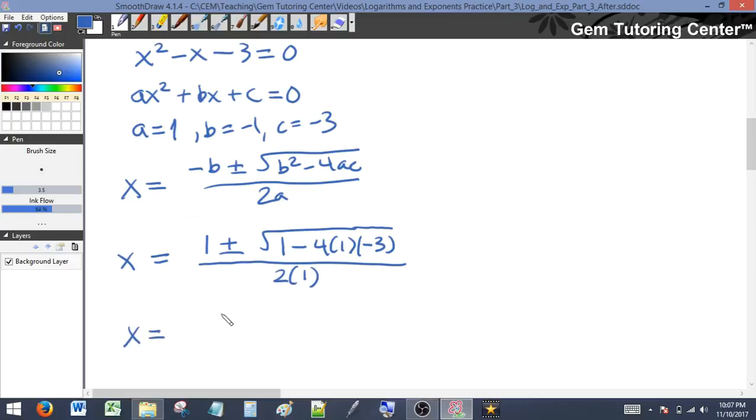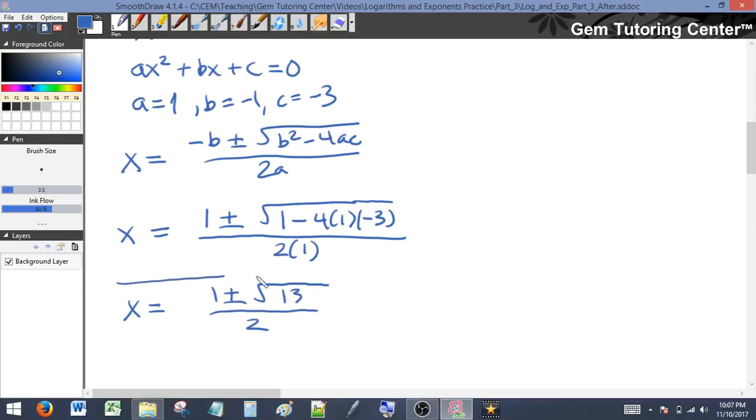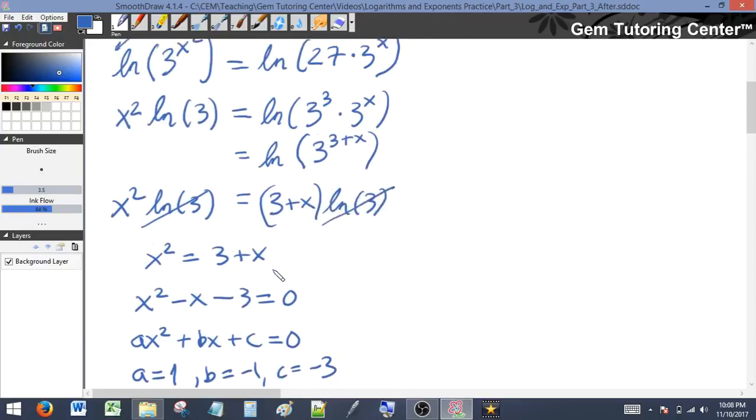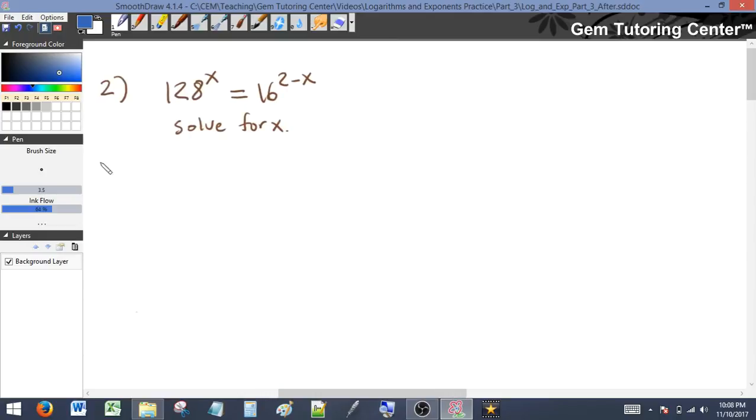Simplifying this, x is equal to 1 plus or minus the square root of 1 plus 12, which is 13, divided by 2. So this is the answer. It's x equals 1 plus or minus root 13 divided by 2. Okay? So let's go to the next problem. Here we go.